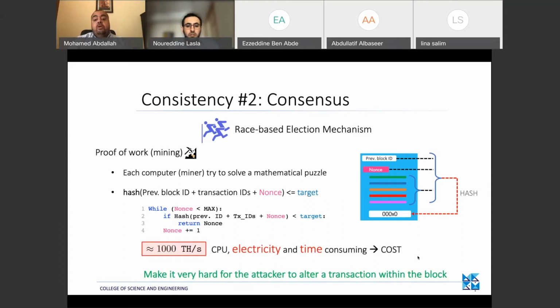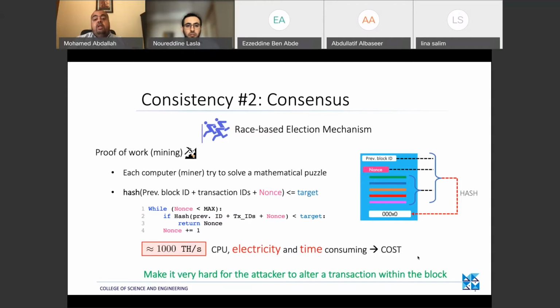So what is the purpose of this? Why do they make it so hard? The purpose is that if an attacker wants to join the blockchain and change the data, he needs to spend a lot of cost in order to change a transaction within a block. They make it intentionally so hard so that any attacker knows that if he wants to change a block, even one block, he needs to spend a lot of money and cost.